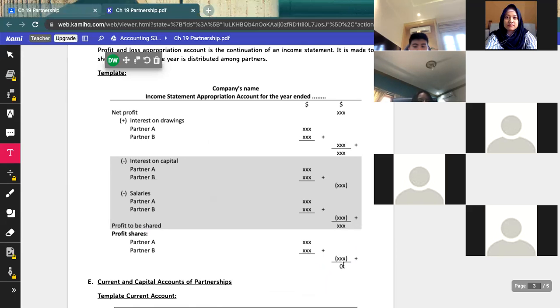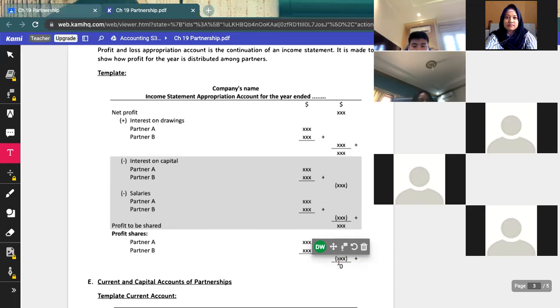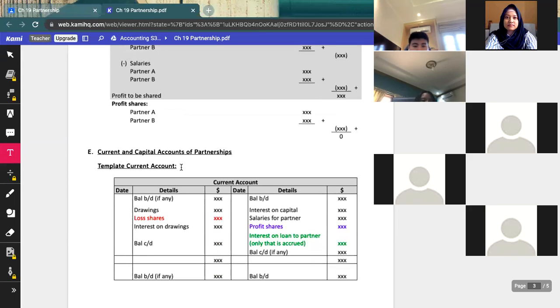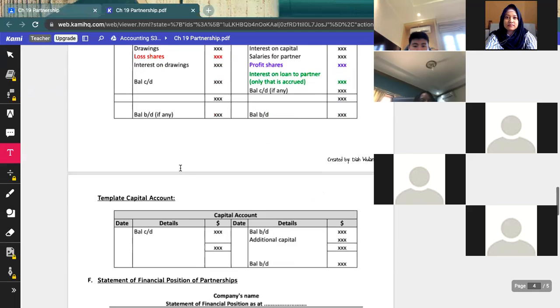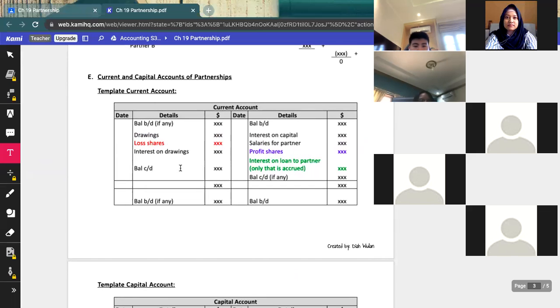That makes the net profit remaining 0. It has already been shared. Clear, yeah? So the appropriation account result must be 0 at the end. It means all profit has already been distributed. Okay. Up until this point, do you have any questions? No questions? Clear, yeah? Next. After you have the income statement and appropriation account, then I will continue to the current and capital accounts of the partnership.